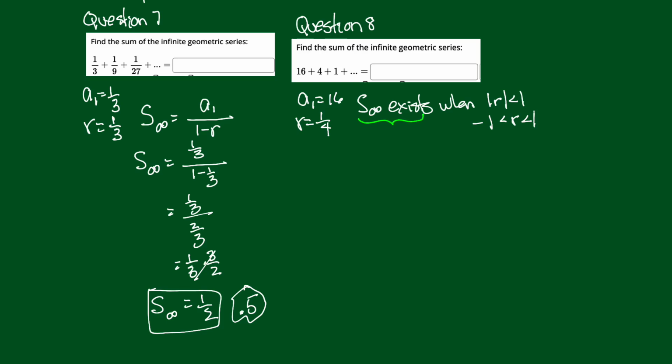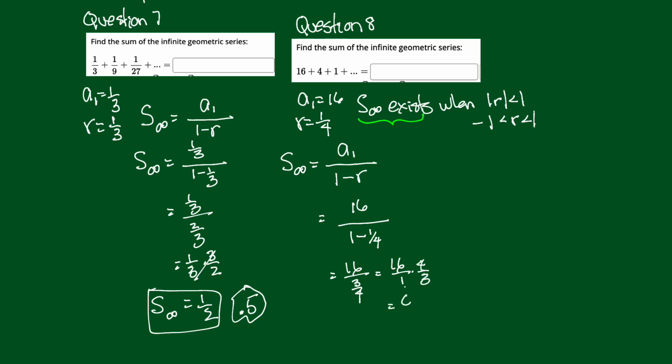Here's a formula for it. Formula is this. The infinite sum is equal to, pretty nice formula, it's just a1, the first term, divided by 1 minus r. So that is going to be for us a1, which is 16, over 1 minus r. How about 1 minus a fourth? So 16 over 3/4, that's going to be 16 over 1 times 4 over 3. So how about 64 over 3? That is what I think is the infinite sum.